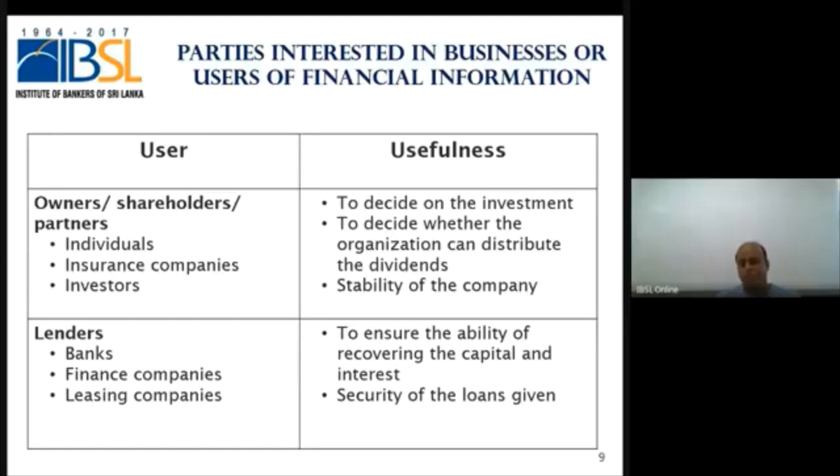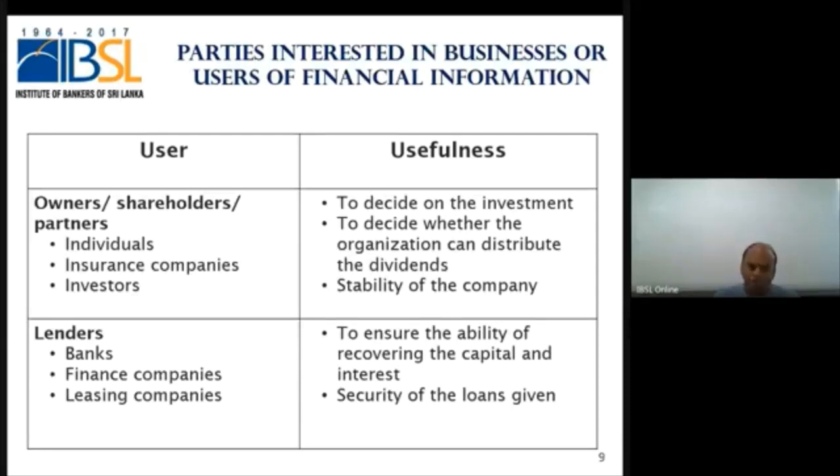Secondly, we also want to understand what are the securities of the loans given. If the customer fails to repay the loan, how do I recover? The term security here means the collateral that the customer has offered me. Collateral means the safety cushion that I am going to have. So if the customer is not going to pay me the capital and interest, how do I recover it from him? That is the security of the loans given.